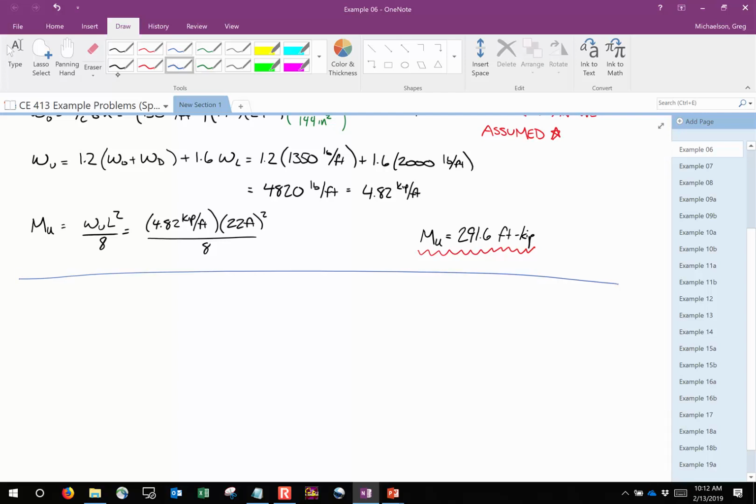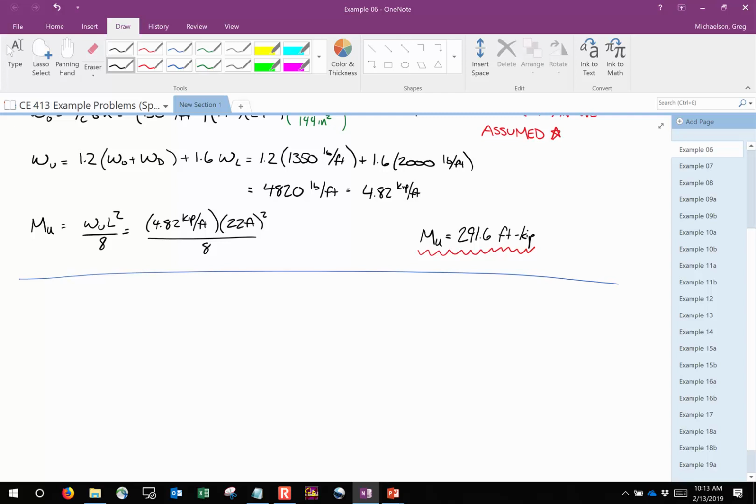Okay, now that's the factored moment, but we need the factored capacity. We need the other end. We need Mn. So if you have a singly reinforced concrete beam, you tell me. I'm not going to tell you. How do we determine Mn? You just had homework on it, so you should be good there. So what's the first thing that we need to determine?